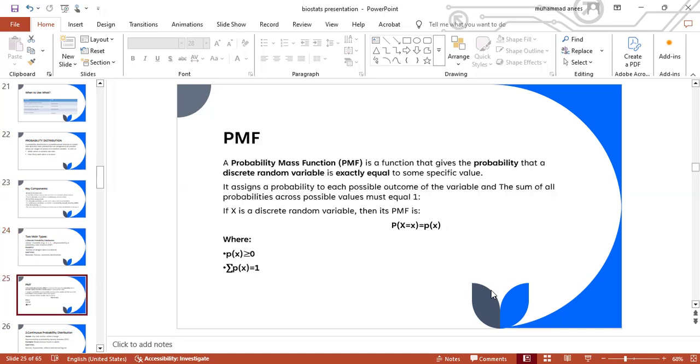Now, what is a probability mass function? It is a function that gives the probability that a discrete random variable is exactly equal to some specific value. It assigns a probability to each possible outcome of the variable, and the sum of all probabilities across possible values must equal 1. If X is a discrete random variable, then its PMF is P(X = x) = p(x), where p(x) is greater than or equal to 0, and the sum of all p(x) is equal to 1.